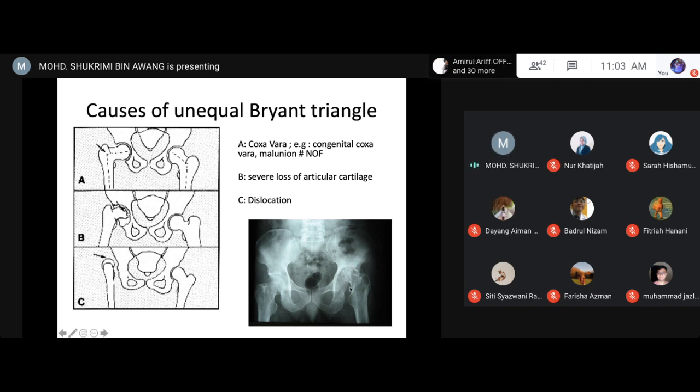Yes, the most likely diagnosis in this case. Arthritis. Arthritis is very broad. What type of arthritis? Osteoarthritis? Septic arthritis. Any other option or other possibility?